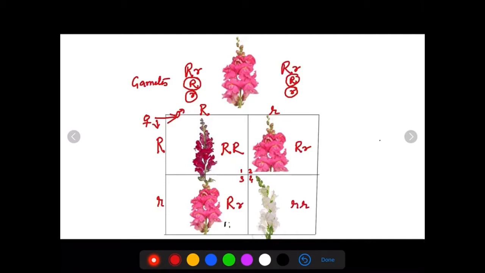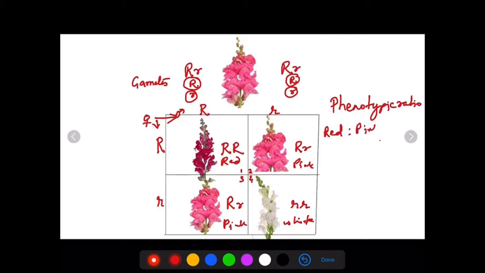The phenotype as it is looking: this is red, pink, this is also pink, and this is white. Let us see the ratios. Come to the phenotypic ratio. What is the physical appearance? That phenotypic ratio goes to be red is to pink is to white.